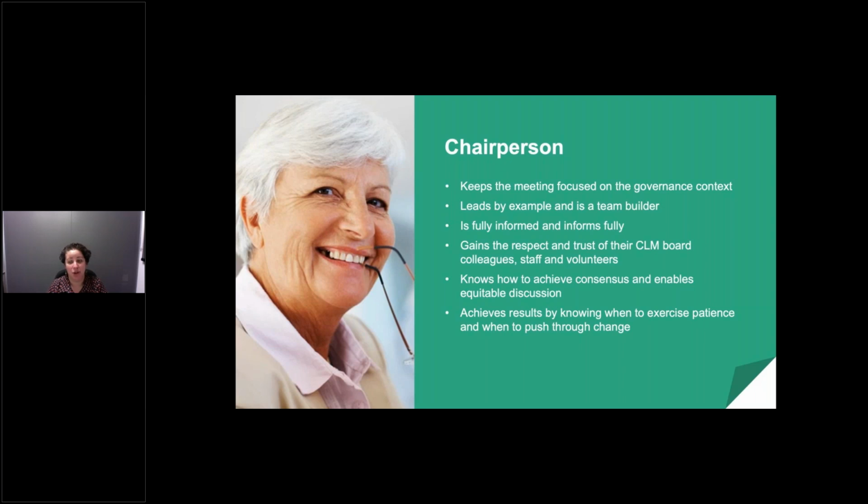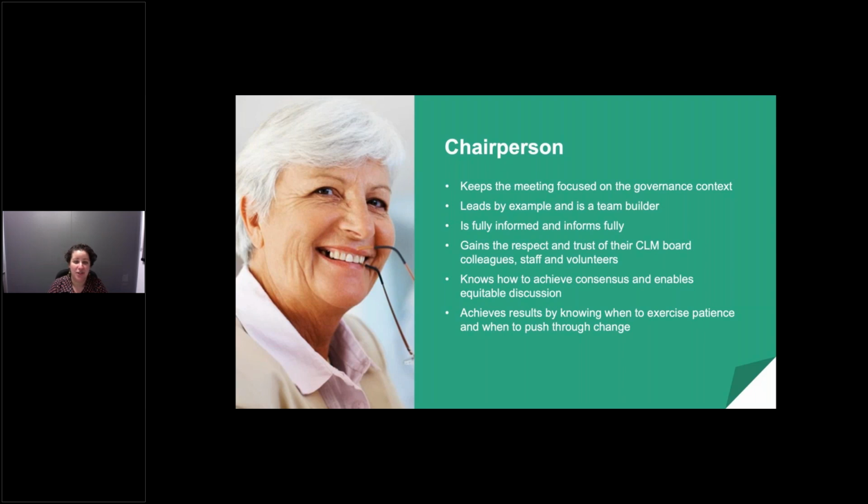They can also keep confidence and can see past personal opinions and ensure fair discussion of issues. That's a skill that a chairperson should have. And they also ensure that everyone is aware of and abides by the organisation's policies, including that conflict of interest policy and also the code of conduct.